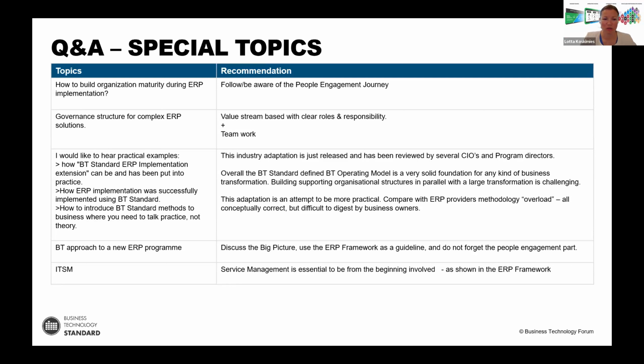Then there is a question about the BT approach to a new ERP program, and here we suggest that you really discuss the big picture and that you use this framework as a guideline. And maybe what Menno you mentioned during your presentation about the importance of data, that is something that cannot be overlooked. Sometimes it might mean that you need to pause a little before you start doing something else, before you have a hold on the data and data governance, as that is really an important enabler for a successful ERP implementation.